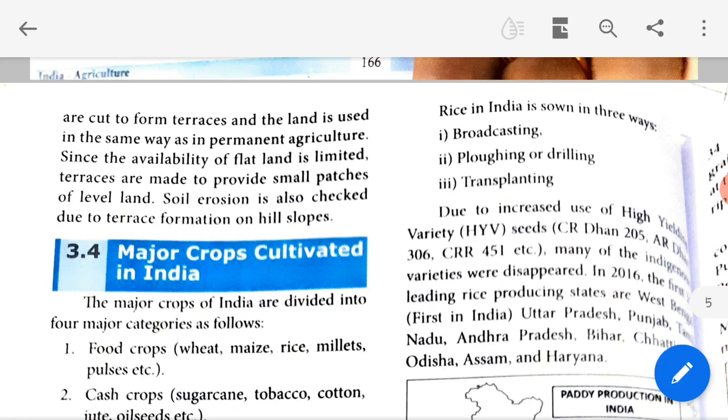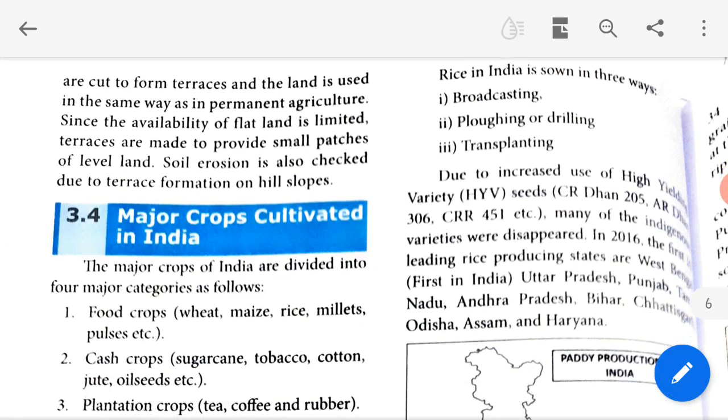Since the availability of flat land is limited, in hilly areas you do not have flat land, terraces are made to provide small patches of level land. So small places they will patch up and make into plain level land. Soil erosion is also checked due to terrace formation on hill slopes. There could be soil erosion, because soil can be taken away because of rain and all that. So they have to check while they do terrace formation. So these are the types of irrigations and farmings that we have learned for today's class.